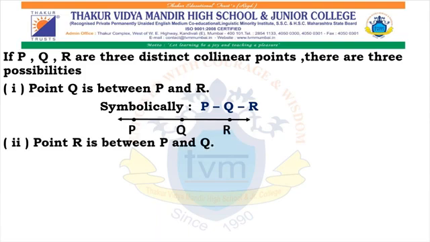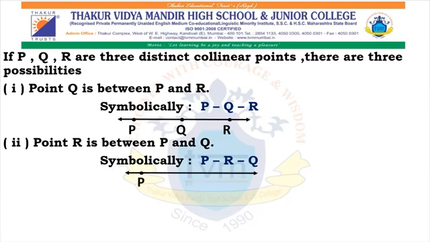Now here we have the second possibility. Point R is between P and Q. Symbolically, we can write this as P-R-Q. P-R-Q means those 3 points fall on the same line, and R is between P and Q. That means the position of R is fixed. It is between P and Q. You can see this number line over here. Here R is between P and Q, and all three are collinear points.